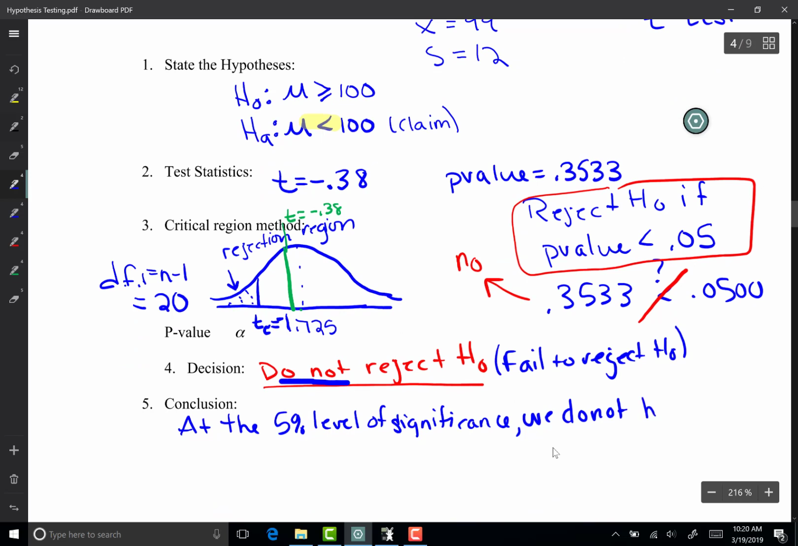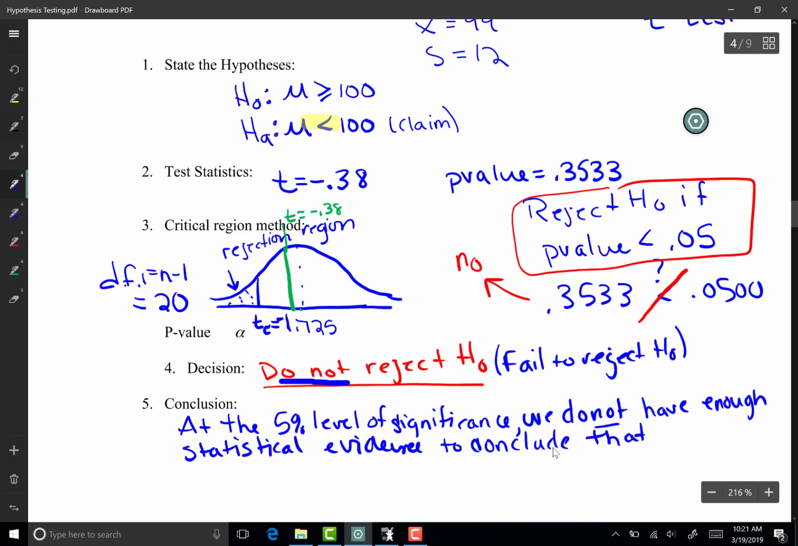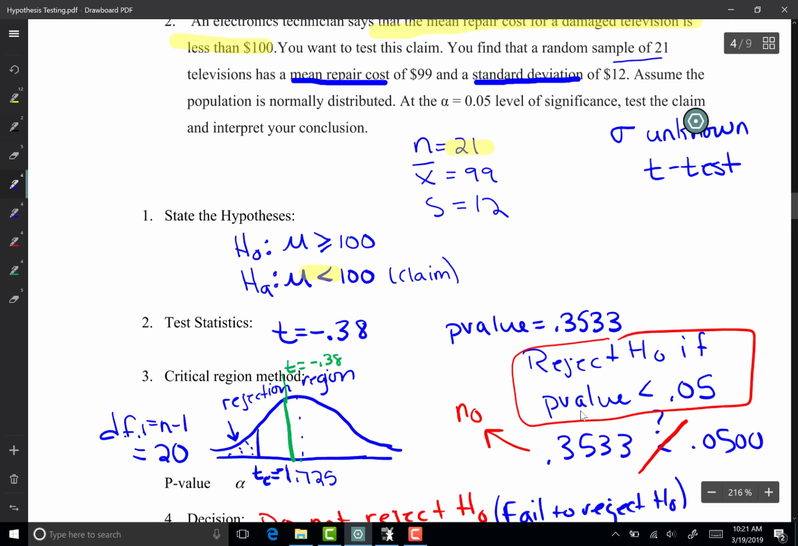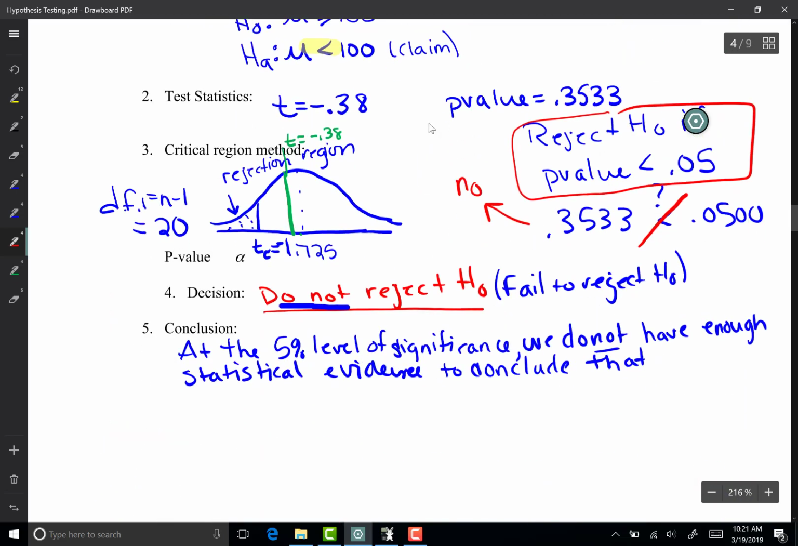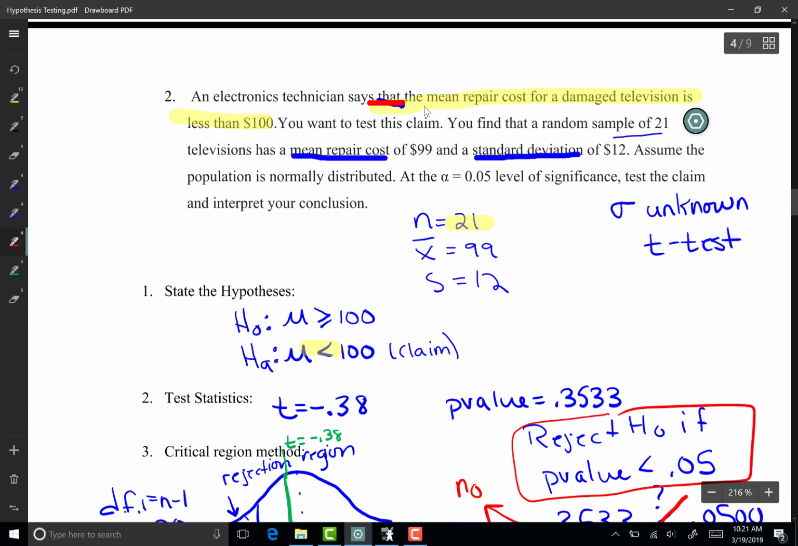We do not have enough statistical evidence to conclude that... now I go back up to the problem to see what I was testing. See this word, that? That's what you're going to look for, and I'm going to follow that. I do not have enough evidence to conclude that, and then what I have highlighted here is what I'm going to put in my conclusion.